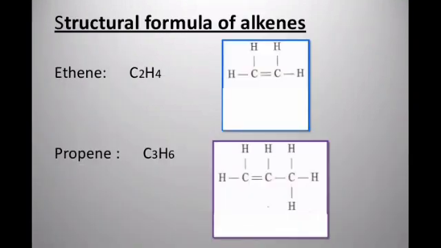Now the structural formula of alkenes. For example, we have ethene, whose molecular formula would be C2H4, and the structural formula would be C double bond C, with two hydrogens on each carbon atom. Similarly, with propene, having formula C3H6, we have three carbon atoms, and at the first carbon atom we have a double bond, and then the rest of the valencies are balanced by hydrogens.